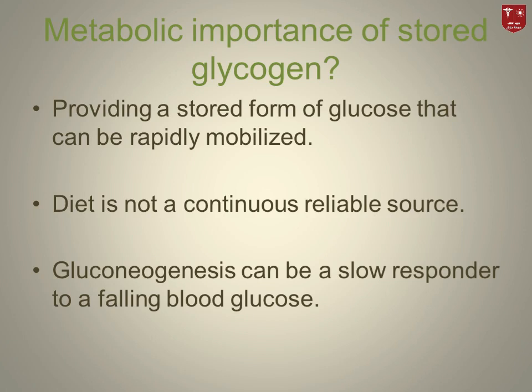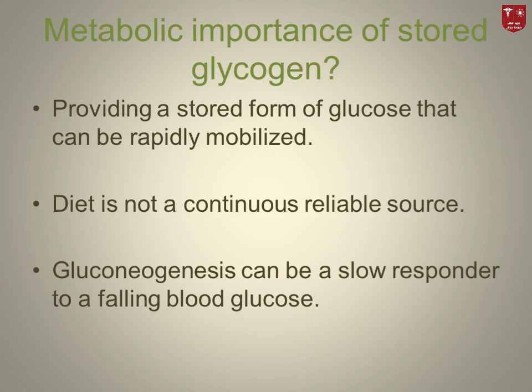We are not always taking glucose, we are not always taking a carbohydrate diet, so there are times when we are fasting and we are not taking carbohydrate or enough carbohydrate in our diet, and so we need a continuous reliable source of readily available glucose in our body, and this is stored in the form of glycogen. So glycogen of the liver, especially, presents a readily available, rapid, reliable source of glucose during the early fasting status. This is the rapid responder, the stored glycogen.